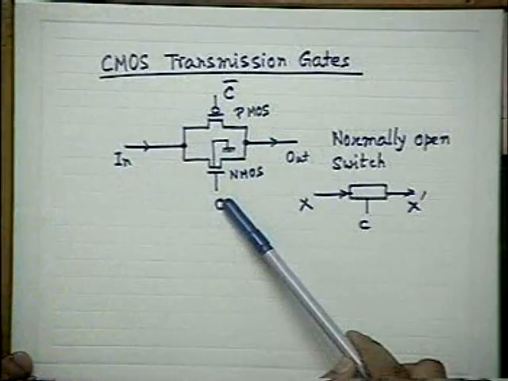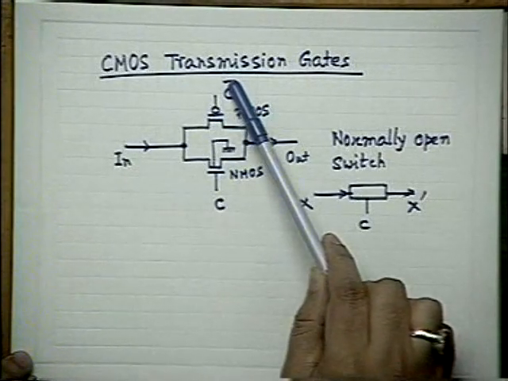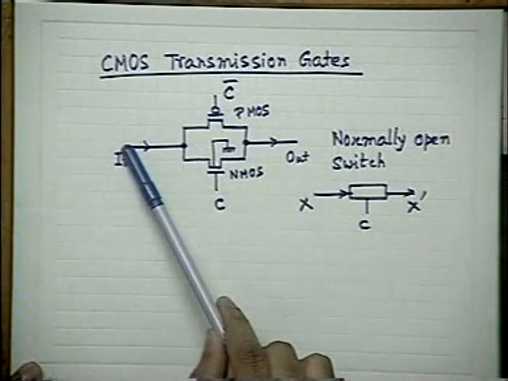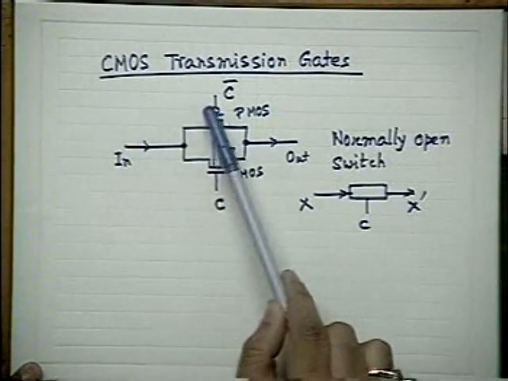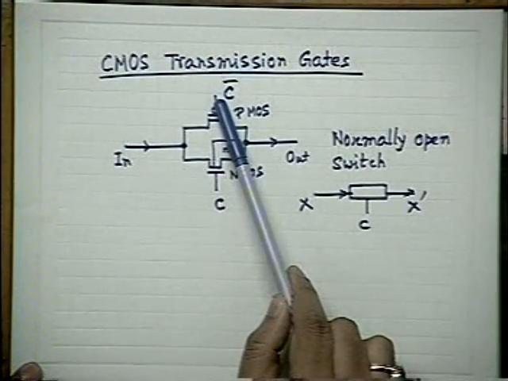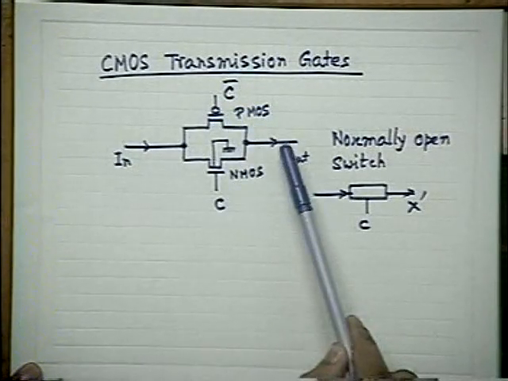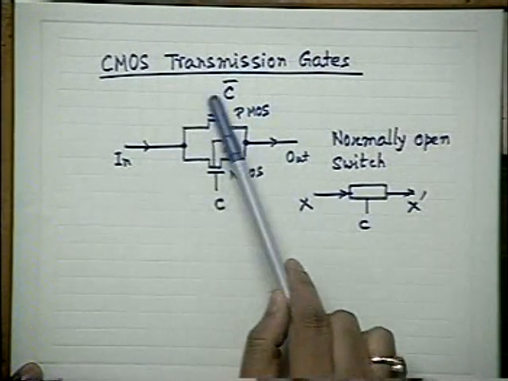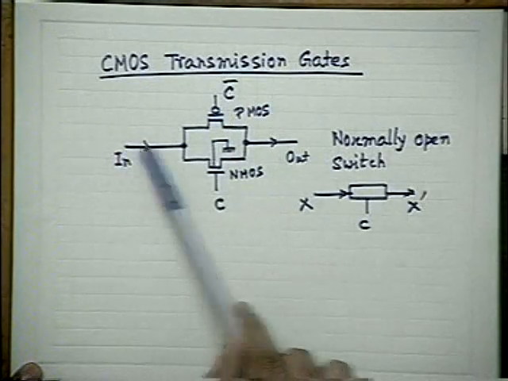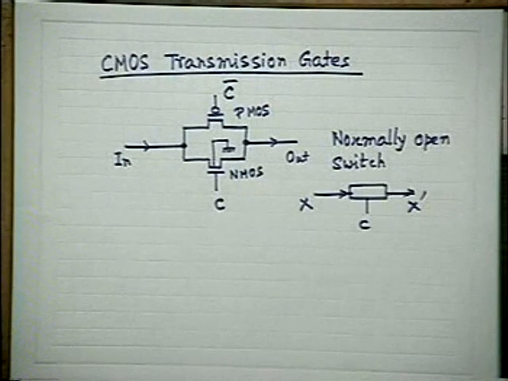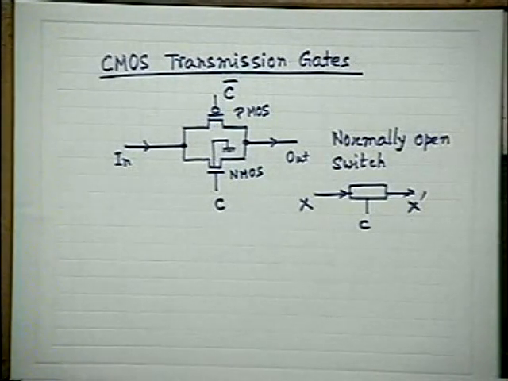When C is high, C bar is 0. C bar is 0 means this is 1. So with respect to this, the gate is negative. So this transistor is very heavily on. And this is 0. It is strongly in linear region, and it will pass the whole voltage without any problem. That is why the CMOS transmission gate does not suffer from that voltage degradation problem, which is typical of nMOS switches.